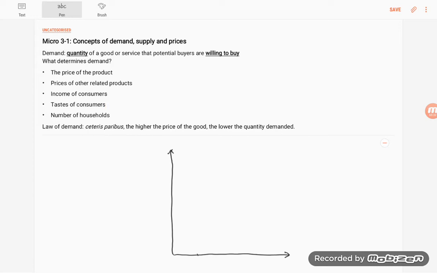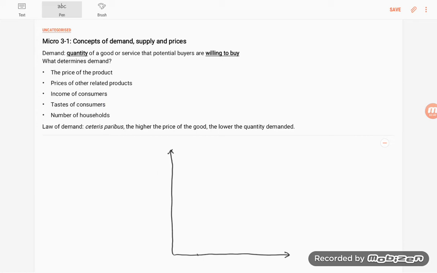What determines demand? The price of the good, prices of related products, the income of consumers, the tastes of consumers, the number of households. The law of demand then states that the higher the price of the good, the lower the quantity demanded, ceteris paribus. Remember, ceteris paribus is an expression that economists use to say all other things being equal.